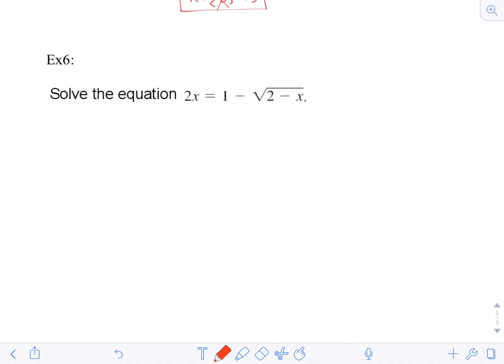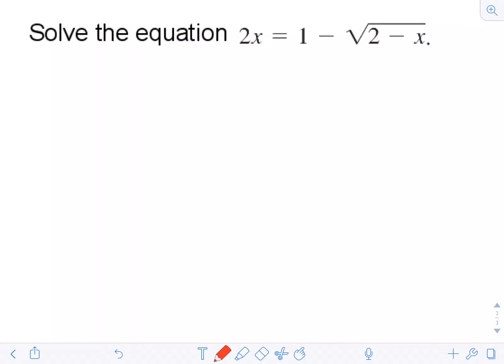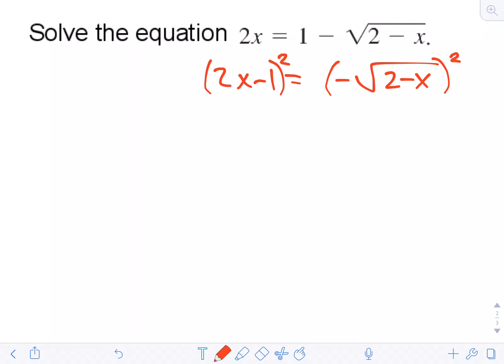And then finally, the last one that I'm going to do is something with radicals in it. Well, you want to get rid of the radicals, essentially, and to do that, we're simply going to square both sides. We could square both sides right now, or we can do a little bit of work first. I like doing a little bit of work first, just to make the squaring a little bit easier. I'm going to take the 1 over, so this is going to be 2x minus 1 equals negative root 2 minus x. Now we want to square both sides. This ends up just being 2x minus 1 squared, which is not bad. And then when you square this, the negative goes away, and it's just 2 minus x on that side.